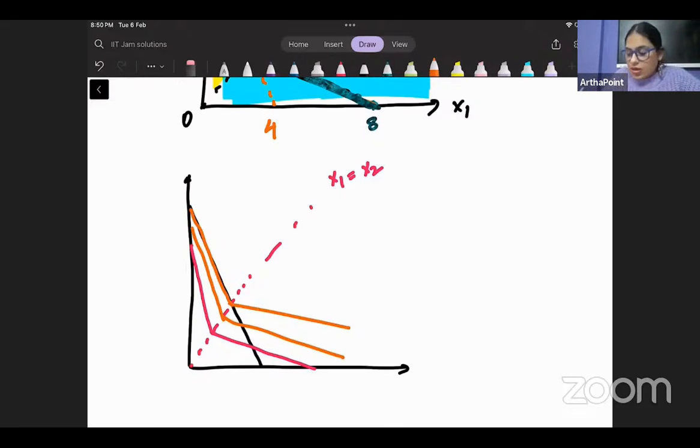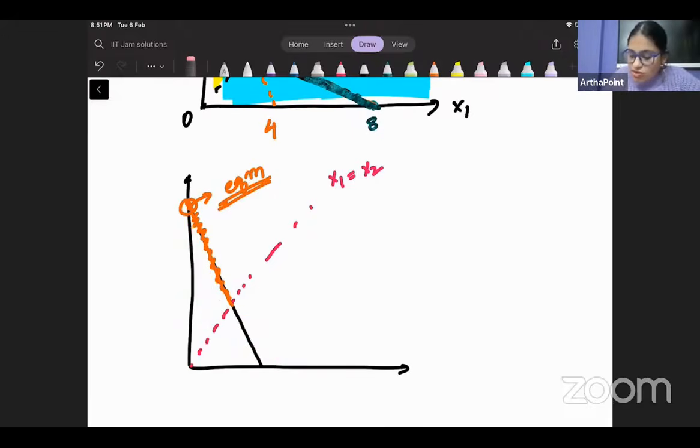Right? Now, when this is happening, you are consuming a lot of bundles. So if you only want to make this the equilibrium, it means that the steepness of your IC must not be exactly equal to the budget line steepness, right? So what kind of ICs will I have? Well, my IC can be like this. I want to reach the highest IC possible.